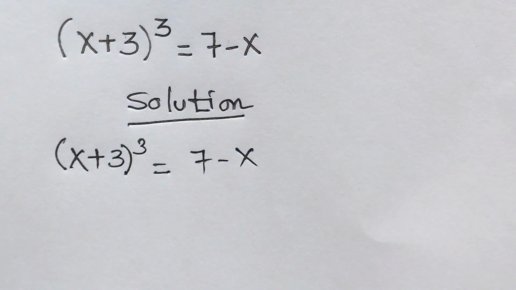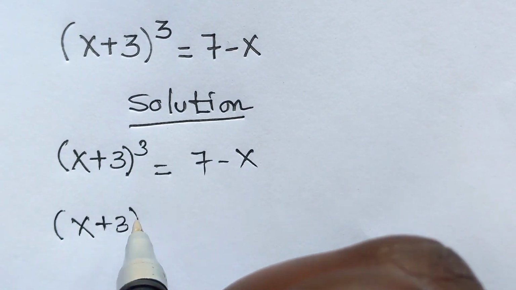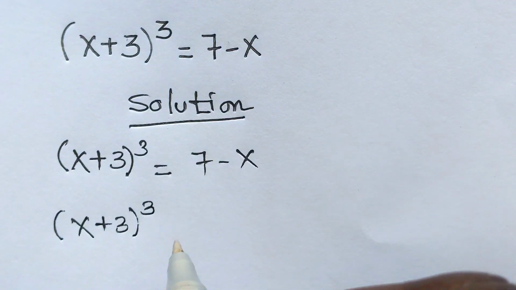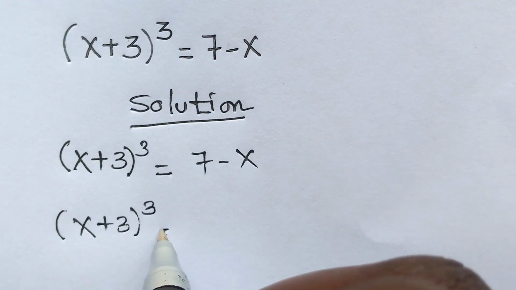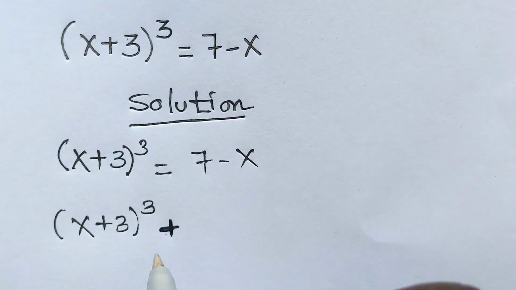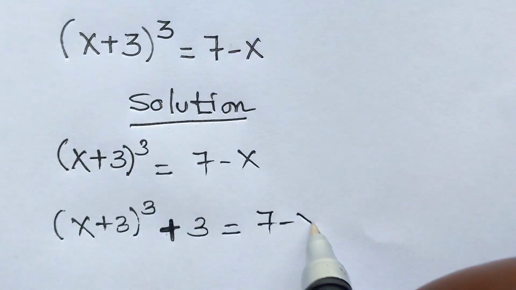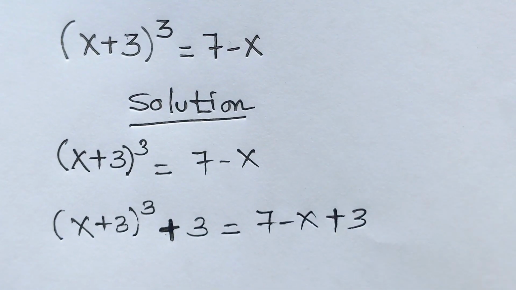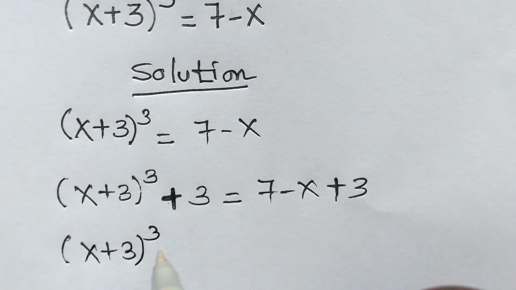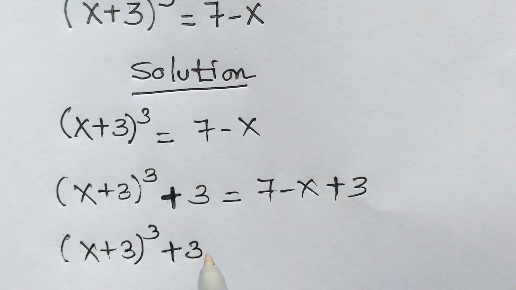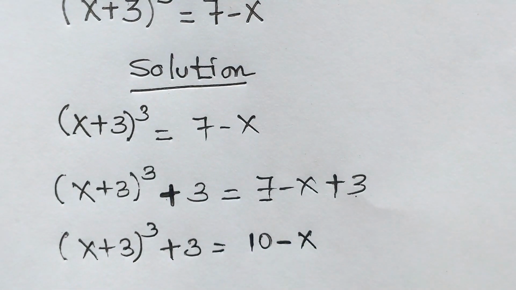At this stage we shall write x plus 3, then to the power 3. Then of course we shall add 3 on both sides, which equals 7 minus x, then plus 3. Then here we shall write x plus 3 to the power 3, then plus 3, which equals 7 plus 3, which is equal to 10 minus x.